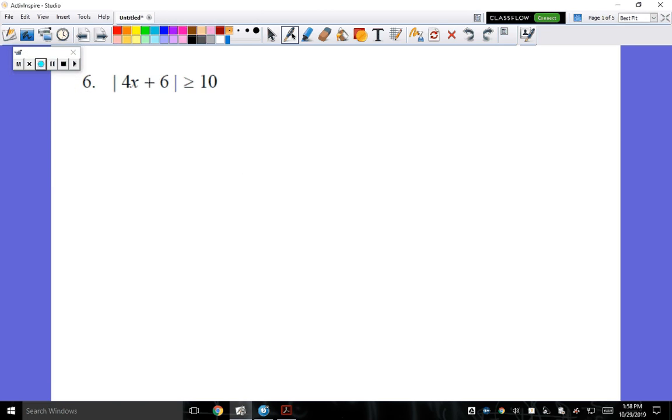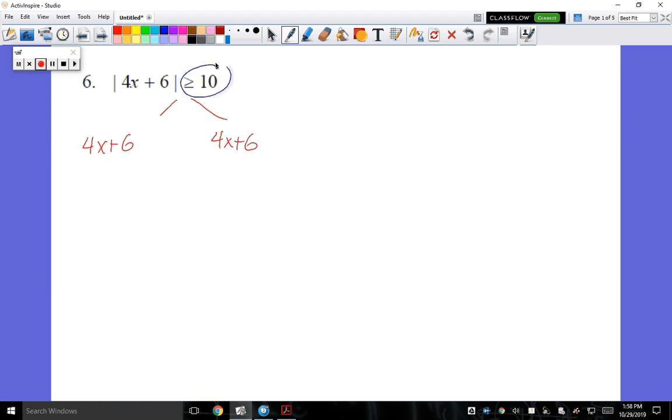Alright, so these are numbers 6 through 10 on this video. Let's go ahead and solve for x and look for extraneous solutions. The absolute value is isolated, so we're going to break it up into two versions, both the positive and the negative forms. So we have 4x plus 6, 4x plus 6.